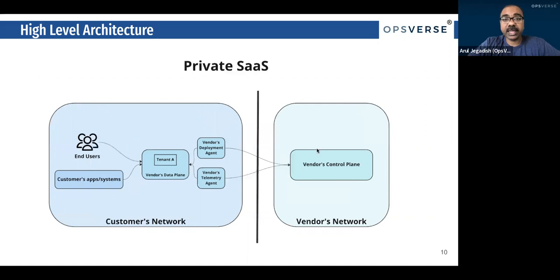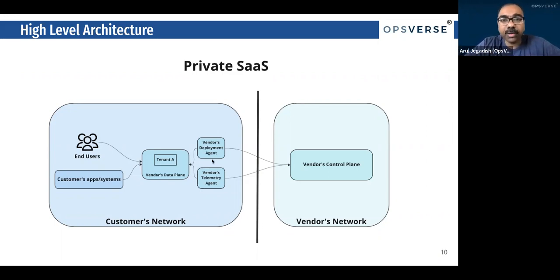Now, with respect to private SaaS, all the magic happens within your network, or most of the magic happens within your network, where all the tools are orchestrated within your network. So they are by definition single tenant just for you. But at the same time, the vendor's control plane runs in the vendor's network, and that takes care of all the day-to-day operations and all the management aspects of it.